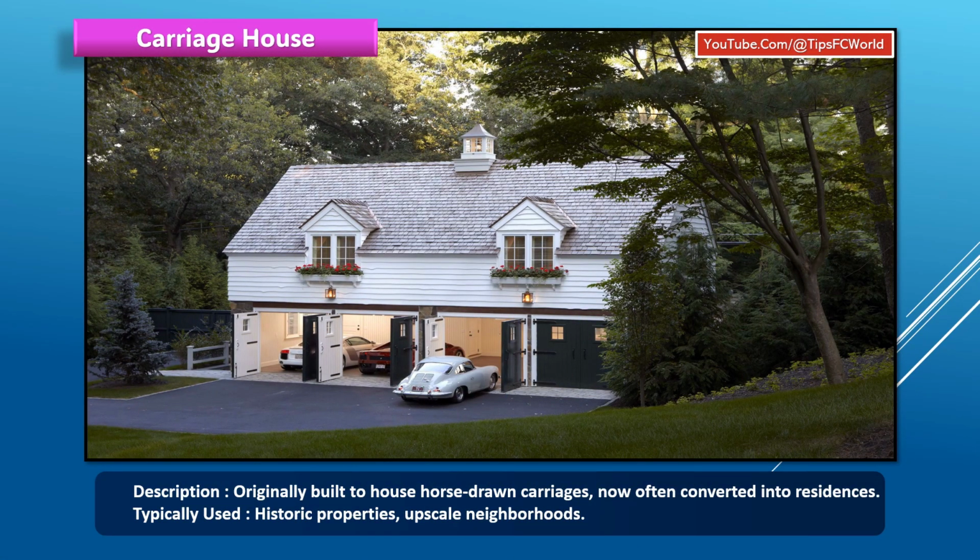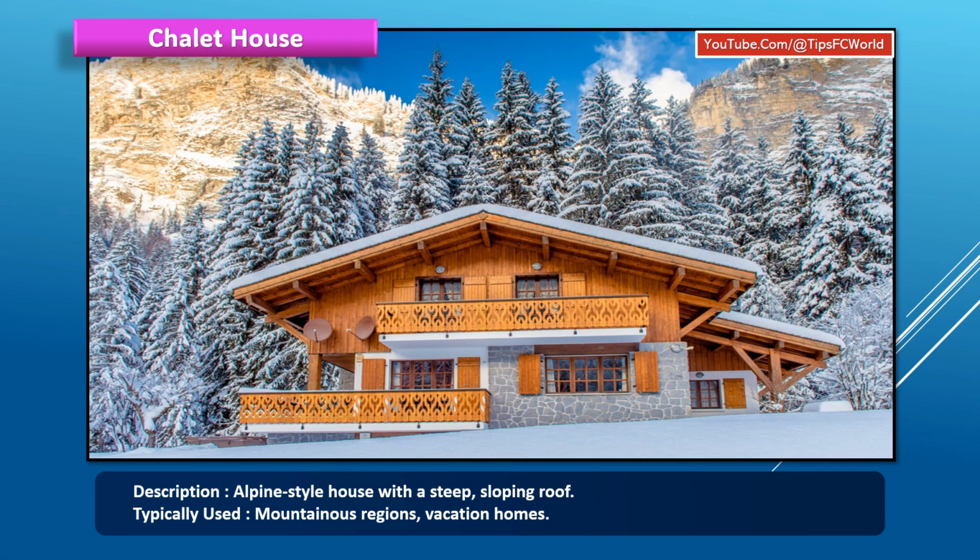Carriage house. Originally built to house horse-drawn carriages, now often converted into residences. Typically used in historic properties, upscale neighborhoods. Chalet house. Alpine-style house with a steep, sloping roof. Typically used in mountainous regions, vacation homes.